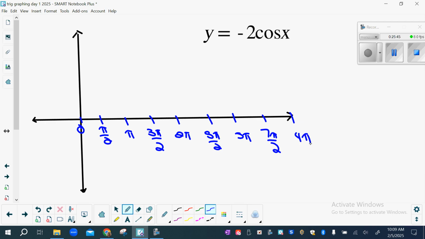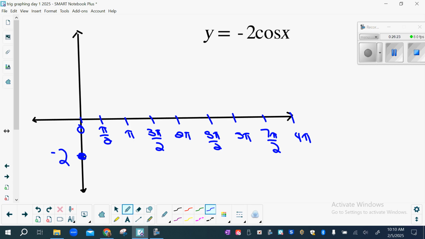Okay, this one's a little bit tricky. Cosine normally starts at 1. But in this case, our amplitude now is 2, but it's tricky. We're not starting at positive 2. Where is this guy starting? Negative 2, because we flipped them upside down. So he's going to start down here at negative 2. Make the same pattern. Low, medium, high, medium, low.